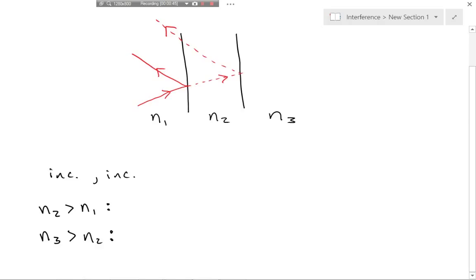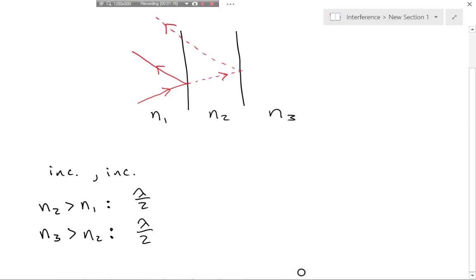In this case, remember that whenever a wave reflects off of a surface where the index of refraction is increasing over that surface, that reflected wave is going to experience a half of a wavelength phase shift. So the light that reflects off of this first surface experiences a phase shift equal to half of a wavelength, and the light that reflects off of the second surface, because the index of refraction is also increasing over the second surface, also experiences a phase shift equal to a half of a wavelength. Because these two reflected waves both experience the same phase shift, the net effect of these two phase shifts is going to cancel out.